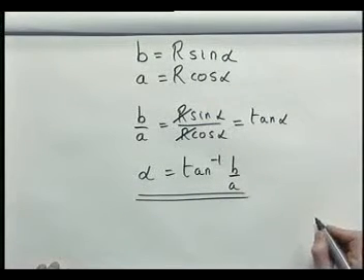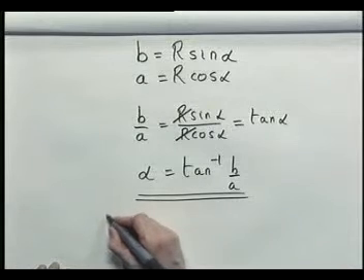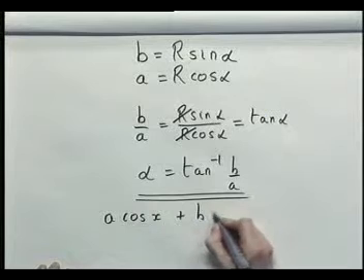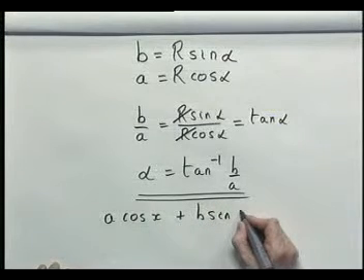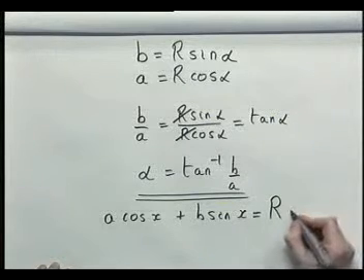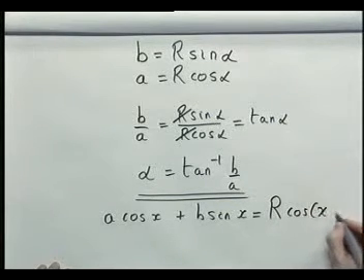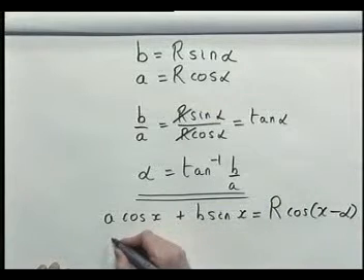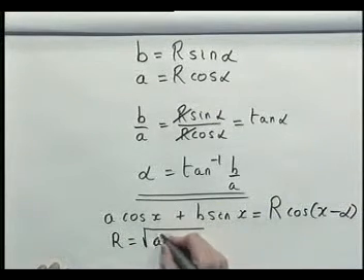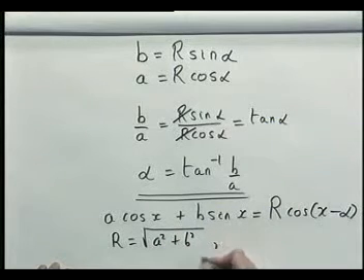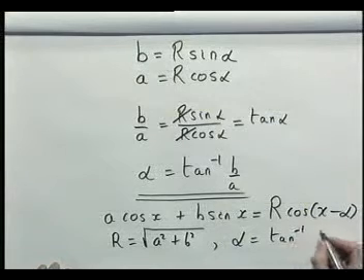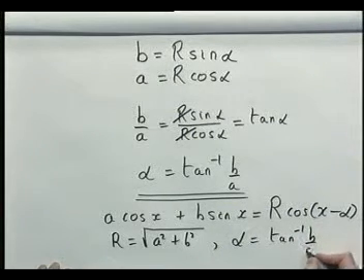So, what we've got now is that we can write any expression of the form A cos x plus B sine x as a function which is R cos of x minus alpha, and we know that R will be the square root of A squared plus B squared, and that alpha will be the angle whose tangent is B over A.